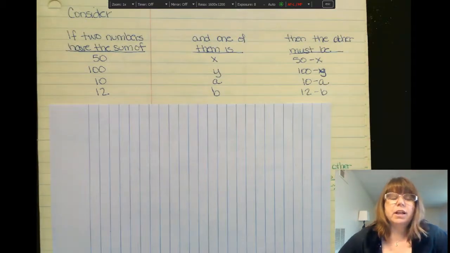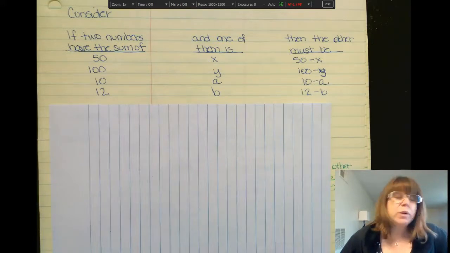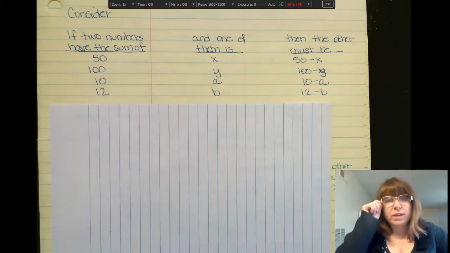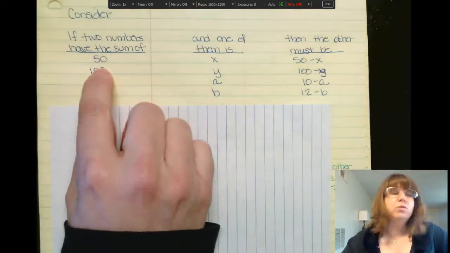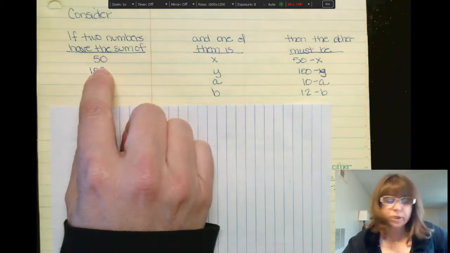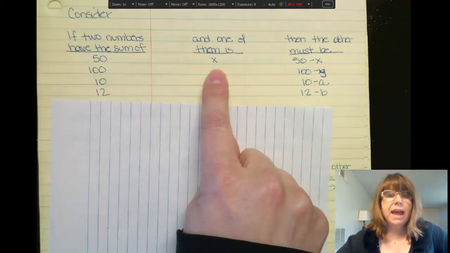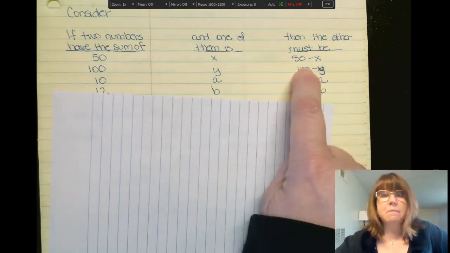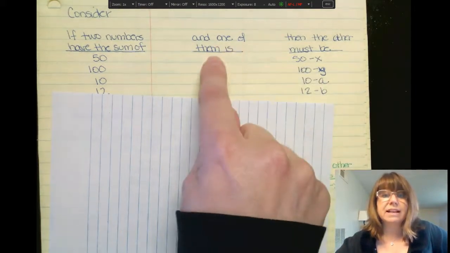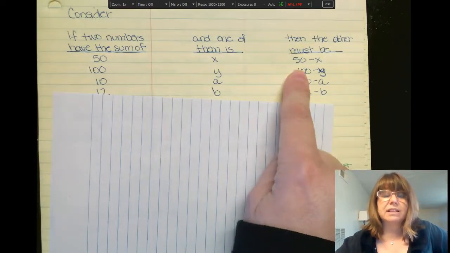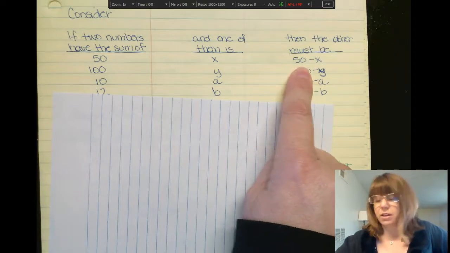Let's consider having two numbers that add up to a particular amount, but I don't know what those two numbers are. For example, if I have two numbers and they add up to 50, I'm just going to call one of them x. From knowing x, I can figure out what the other one is. It's 50 minus x. So if I add the two numbers, x plus 50 minus x, the x's cancel out and I'm left with 50. See how that works?